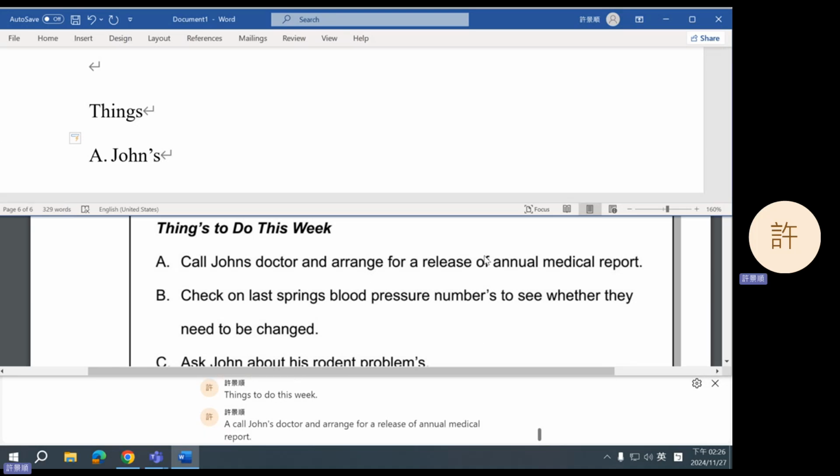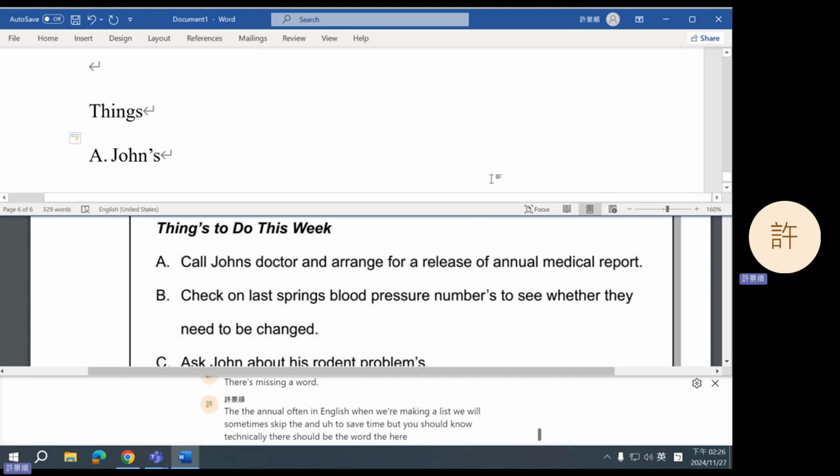There's a missing word, the, before annual. Often in English, when we're making a list, we will sometimes skip the to save time. But you should know, technically there should be the word the here: the annual medical report.